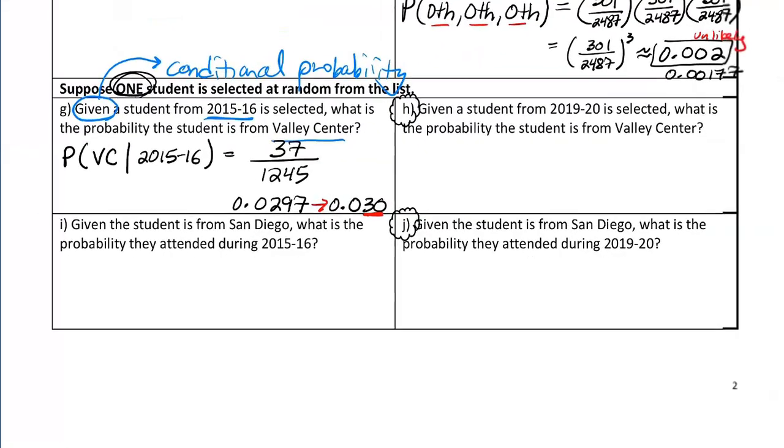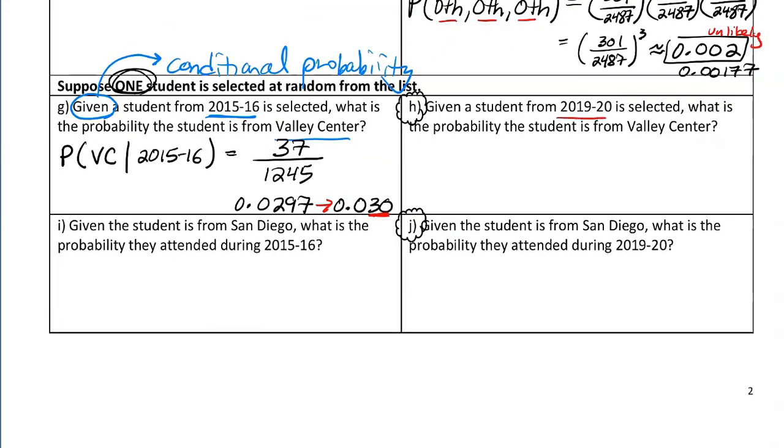I have another one for you. This is given that they're from this school year. What's the probability they're from Valley Center? So the way that we would write that is the probability that they're from Valley Center given that they attended the school in this particular school year. So see if you could figure out what fraction that would be as you try this.